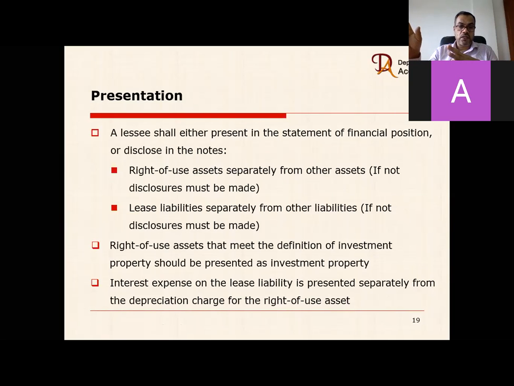When you go to the balance sheet, we need to recognize this as an asset, that is recognized as a right of use asset. It should be recognized as a separate item.